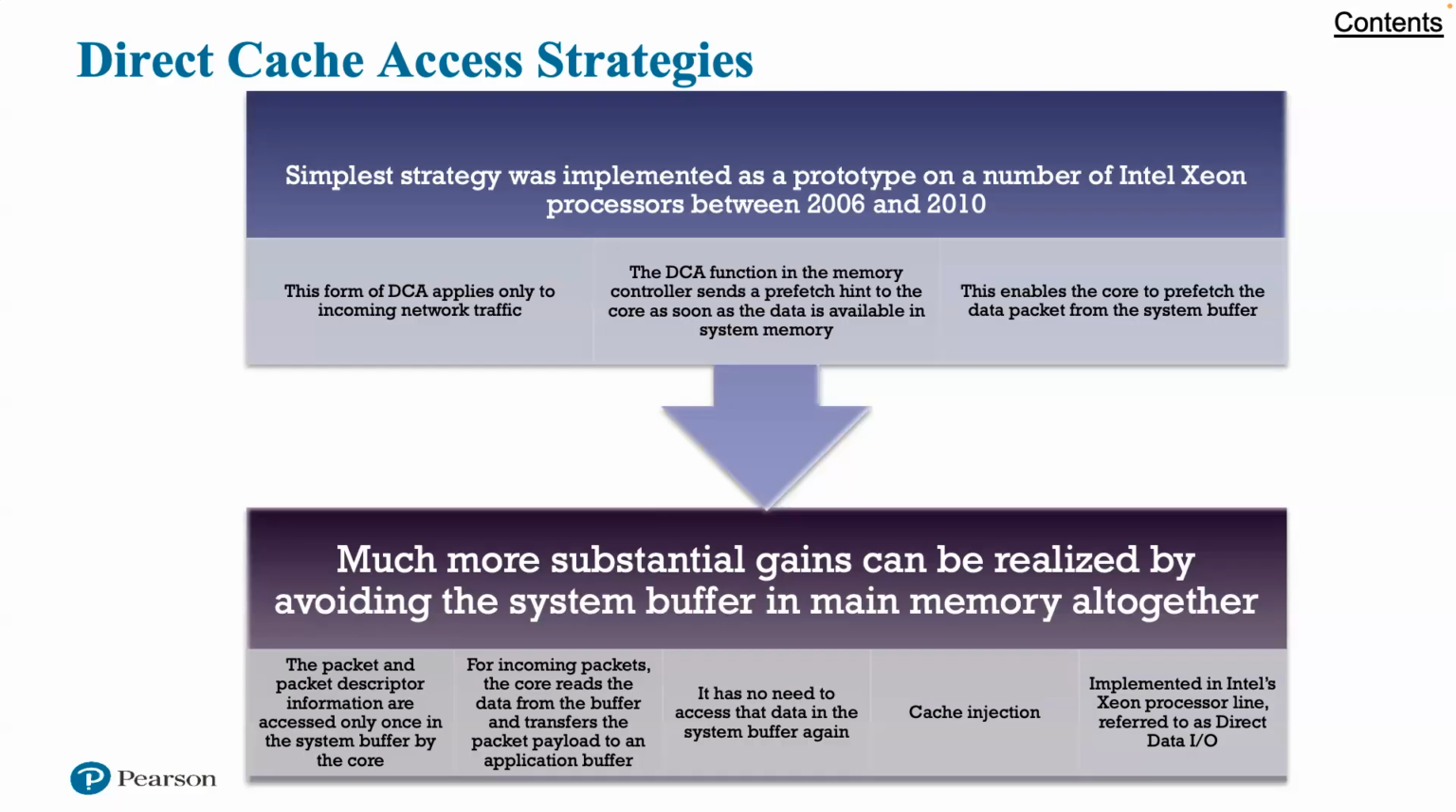Suppose, therefore, that the I/O system were equipped not only with the capability of directly accessing main memory, but also of accessing the cache both for input and output operations. Then it would be possible to use the last level cache instead of the main memory to buffer packets and descriptors of incoming and outgoing packets. This last approach, which is a true DCA, was proposed in some of the literature that the text refers to. It has also been described as cache injection. A version of this more complicated form of DCA is implemented in Intel's Xeon processor line, referred to as Direct Data I/O.